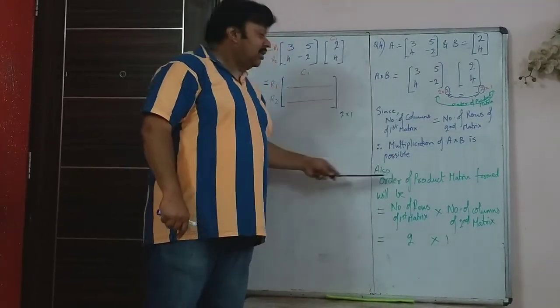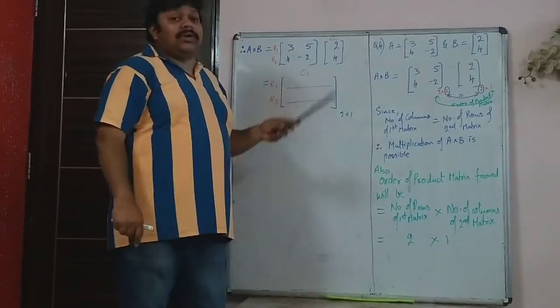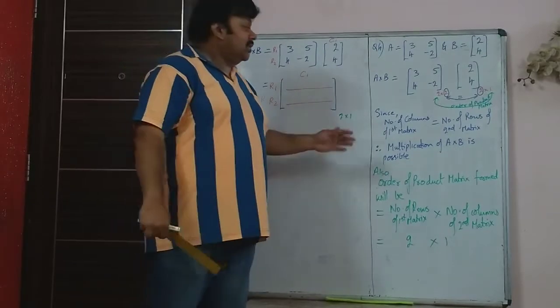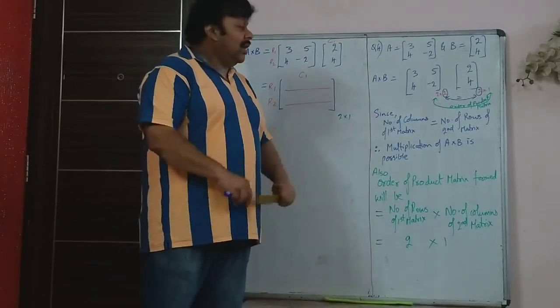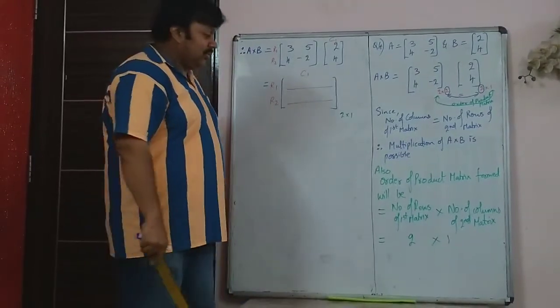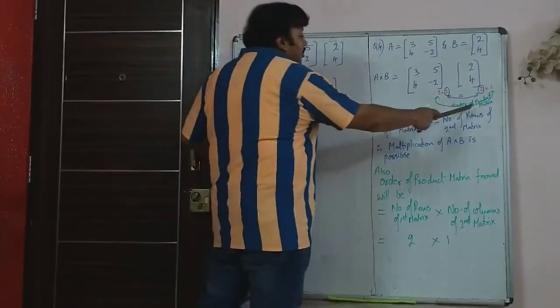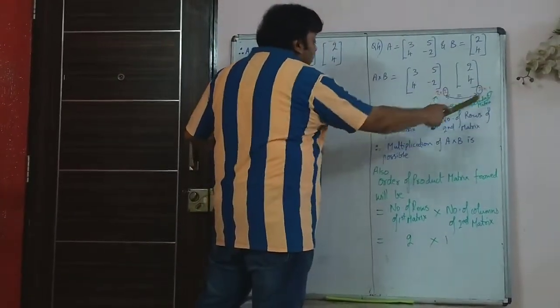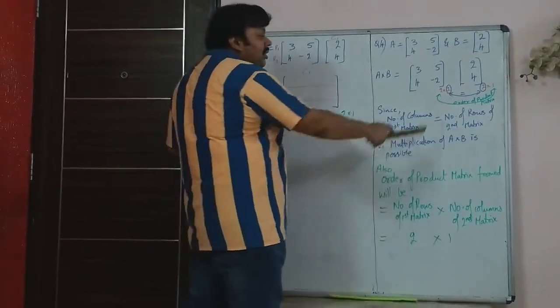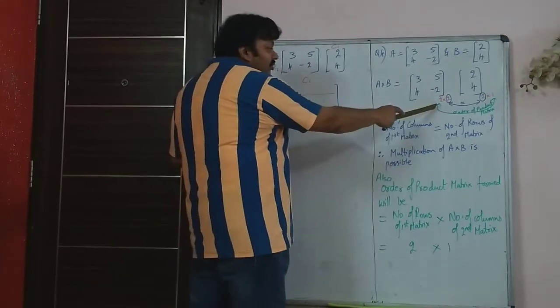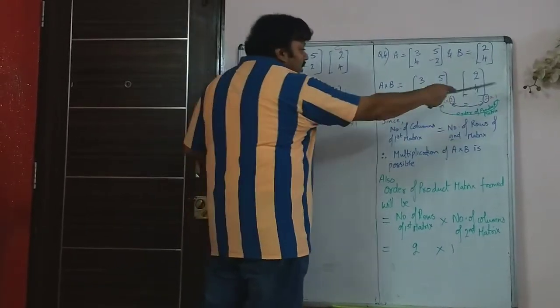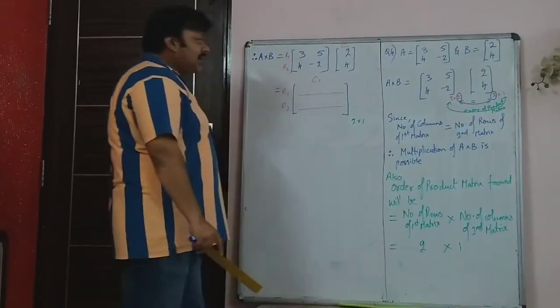This has to be written, you can't directly go to the multiplication. Because if this is a 3-mark question, 1 mark would be for explaining why the multiplication is possible. And then the product matrix, the final matrix that is formed, will have order 2 into 1, because that will be the number of rows of the first matrix into the number of columns of the second matrix.